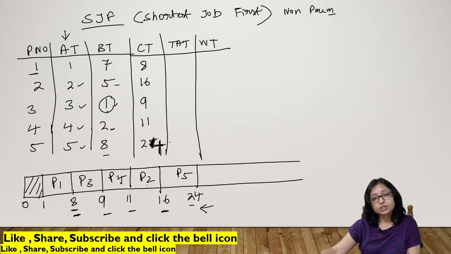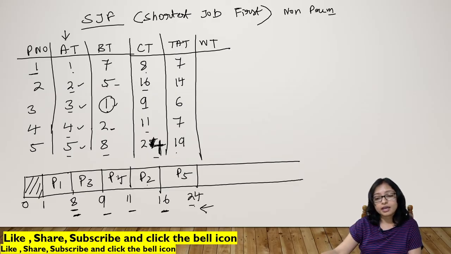Okay. So we got here 24, 16 and all. Fill this. After that, turnaround time is completion time minus arrival time. So here completion time is 8, arrival time is 1, 8 minus 1 is 7. 16 minus 2 is 14. 9 minus 3 is 6. 11 minus 4 is 7. And 24 minus 5 will be 19. That is our turnaround time.